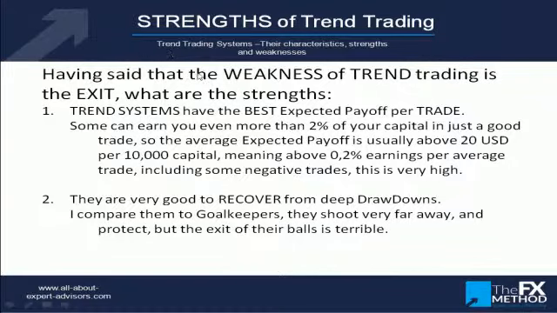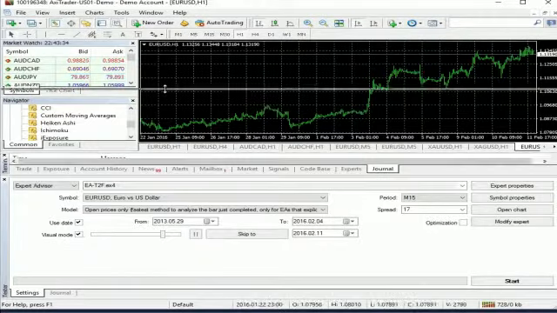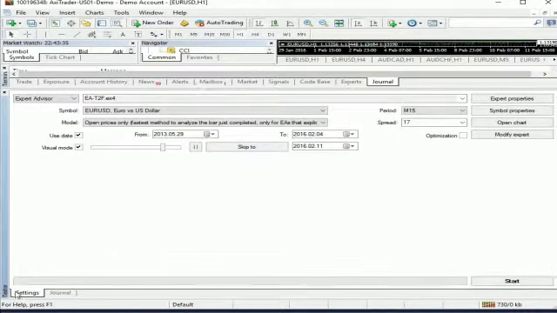I said the strength is strong in the slide. I don't know what happened with the slides today. Okay, so what happens with trend systems is I need to explain something real quick regarding the expectancy. That's very, very important. Let me just do a quick back test here, so you see that real quick.